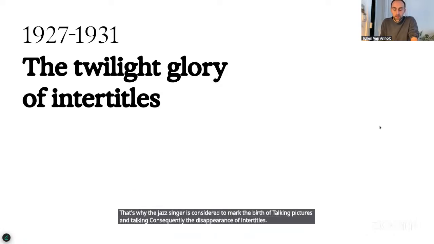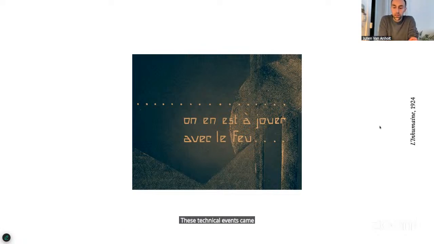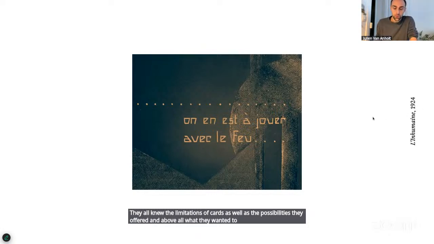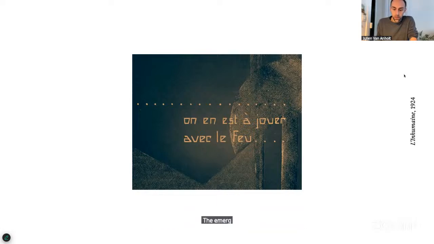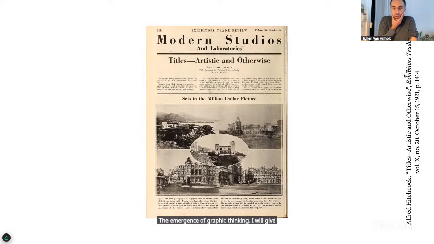These technical advances came at a time when letterers had reached an astounding level of mastery, and directors and producers had developed a keen awareness of intertitles. They all knew the limitations of cards as well as the possibilities they offered, and above all, what they wanted to do with intertitles. The use of titles had been clarified, and at the time we're even witnessing the emergence of graphic thinking. I will give Alfred Hitchcock as an example, because I think his career symbolizes this graphic thinking.